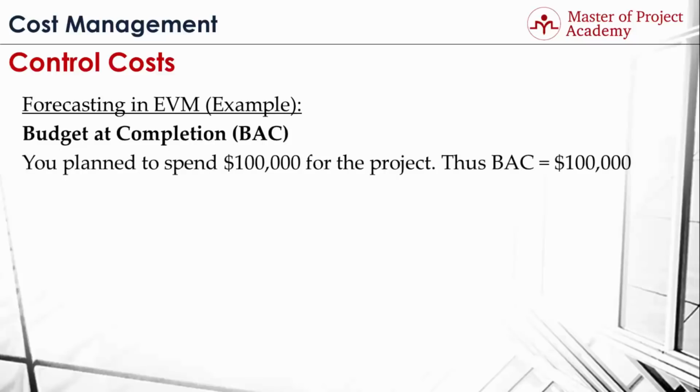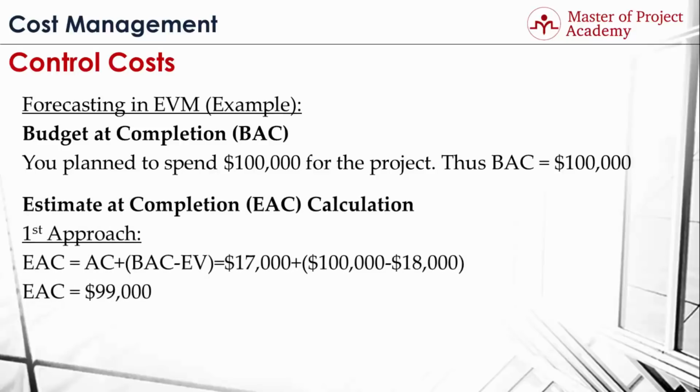Budget at completion value was actually the planned budget to spend to complete the project activities. Since the scenario was telling that $100,000 was planned, budget at completion value is $100,000 respectively. Let's calculate the estimate at completion value now. There were 3 approaches to calculate estimate at completion value. We'll be going over each approach and calculate EAC values one by one.